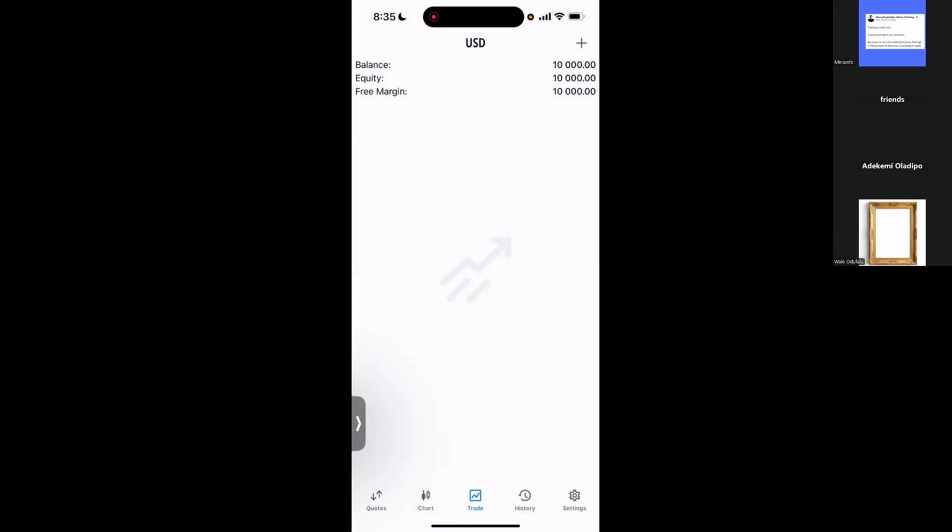This is where you see your trades that are running, where you see your account balance and everything. And this is where you close your trade. So let's practice. Go back to chat.